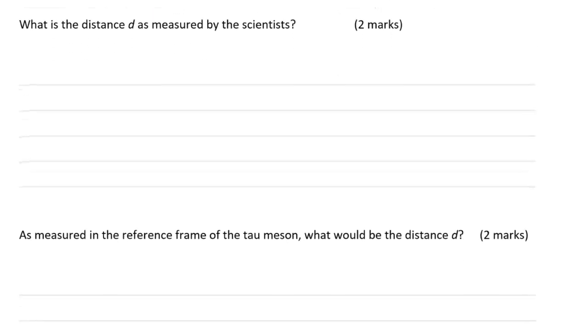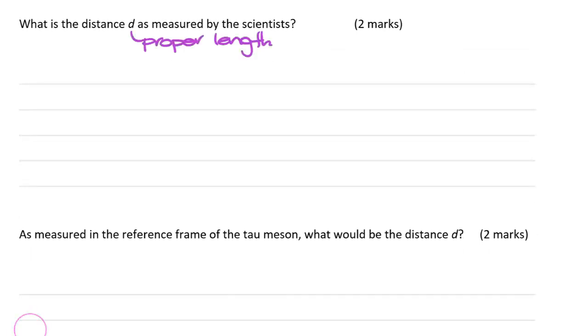Very good. So next asks us, what is the distance d as measured by the scientists? Now, I previously mentioned that this would be the proper length, but the problem is we don't have a contracted length to be able to use our length contraction formula to figure out the proper length. So we're going to need to try a different approach.